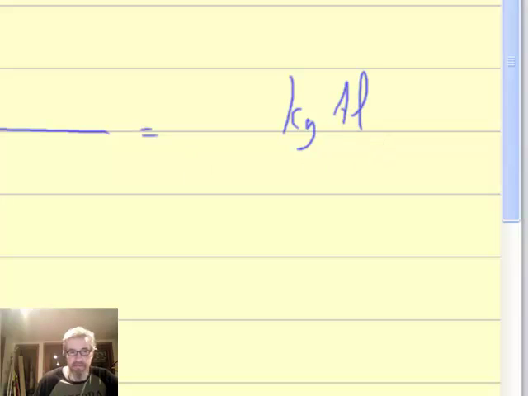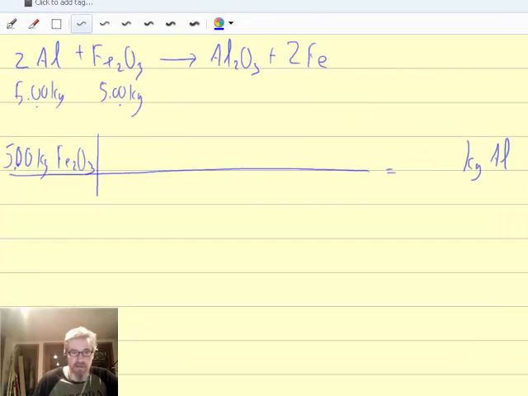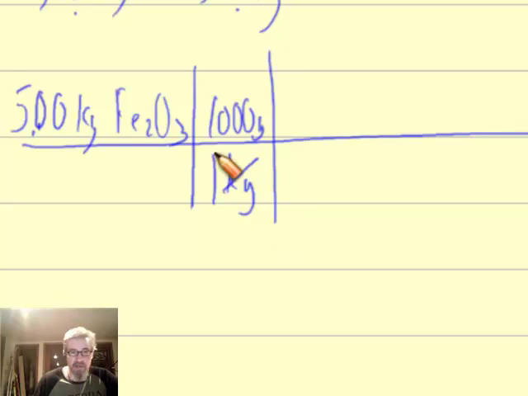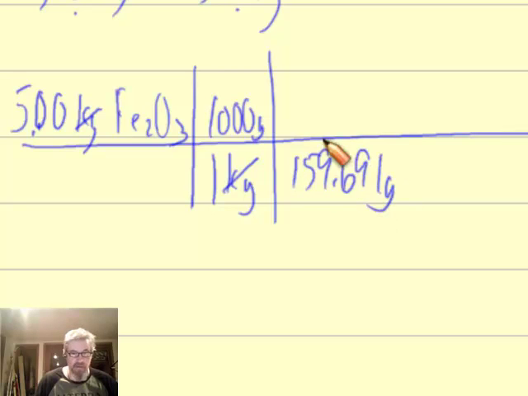aluminum will be needed. Well, I can't cross the kilogram canyon without using the mole bridge either. So probably first I should convert kilograms into grams so I can use molar mass, because molar mass is always in grams per mole. Well, 1 kilogram we know is equal to 1,000 grams. So I can change kilograms into grams. Now I can use molar mass. The molar mass of Fe2O3 is 159.691 grams per mole.